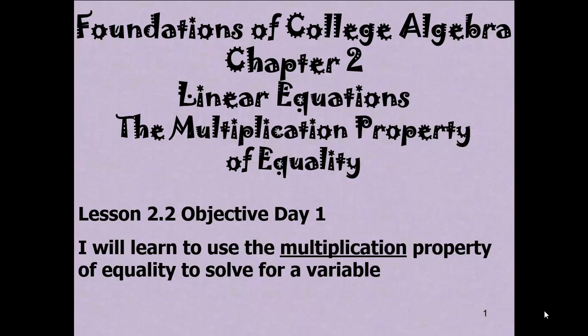Hey, welcome back. We're going to move to lesson 2.2 and we're going to learn the next property of equality called the multiplication property of equality.